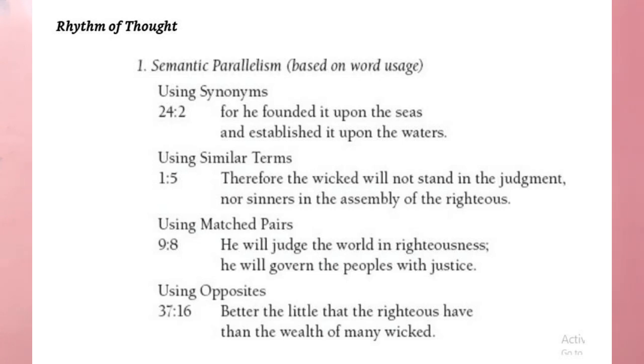The last example of semantic parallelism is using opposite words. Psalms 37 verse 16: Better the little the righteous have than the wealth of many wicked. Here the last phrase of the first line, the righteous have, and the last word of the second line, the wicked, are both opposite words. So this we can also categorize in the list of semantic parallelism.